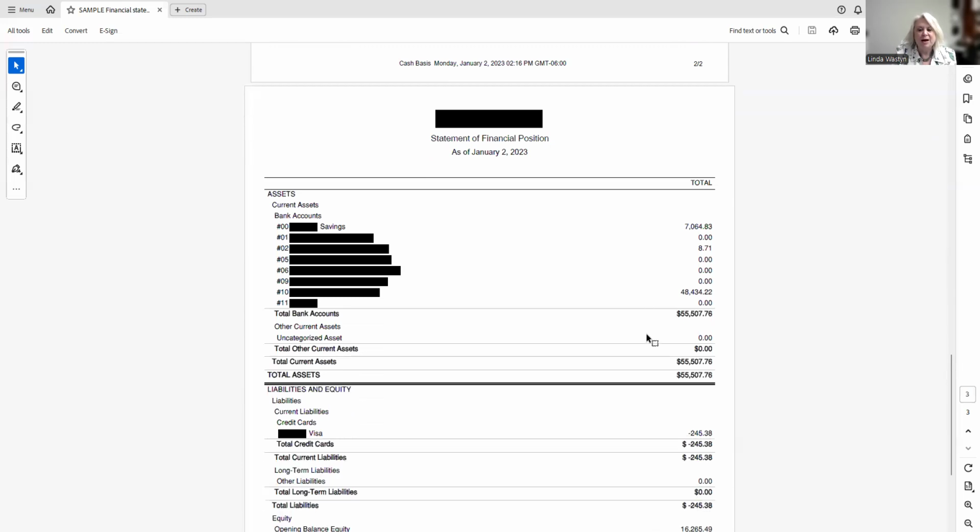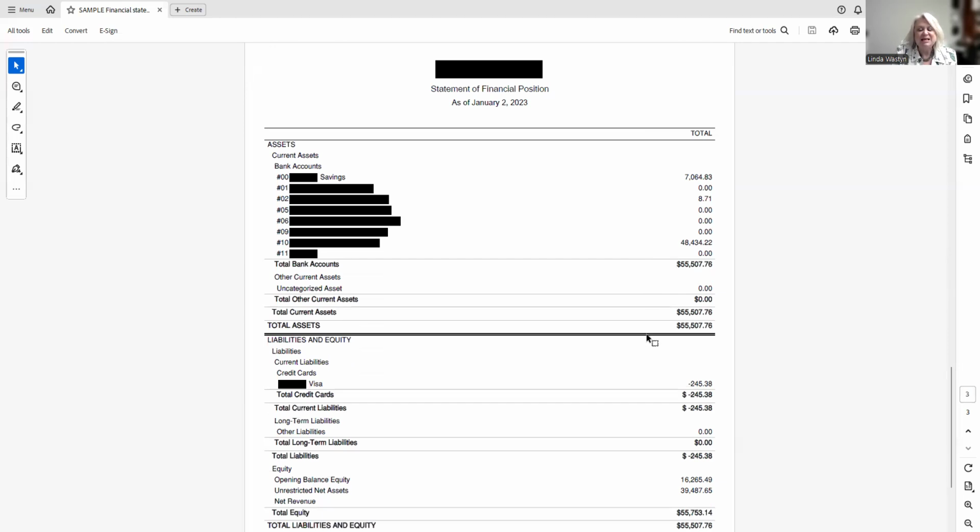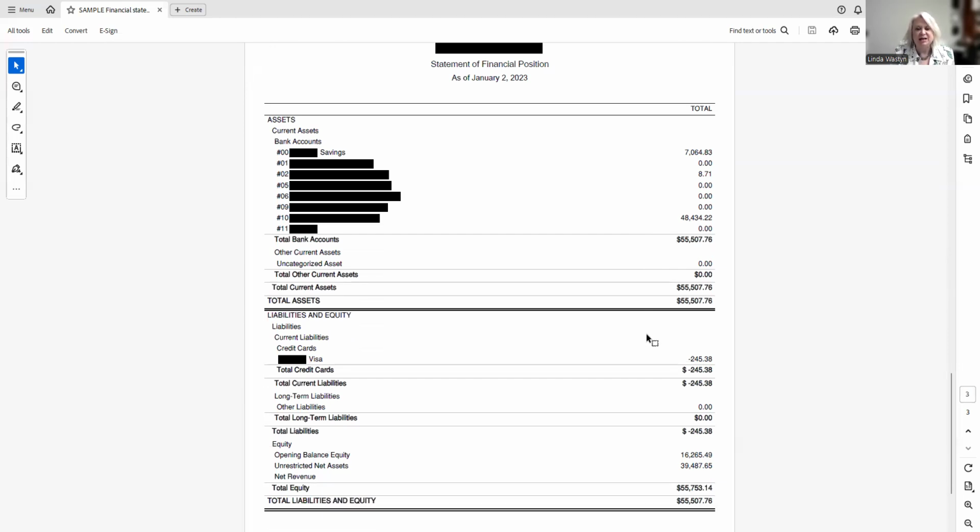The next one is the statement of financial position or the balance sheet. And this form tells you how healthy the organization is, not based upon what's coming in and out like the P&L does, but based upon the assets and the liabilities of that organization. This one starts with your assets and says, what are the things that you own? This organization is a fairly small organization.